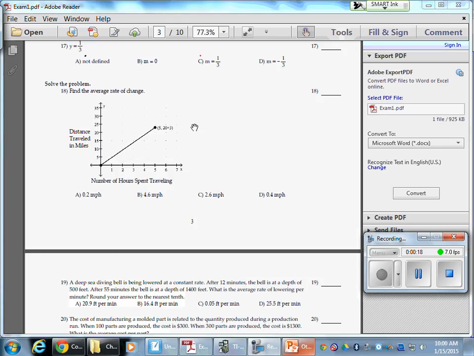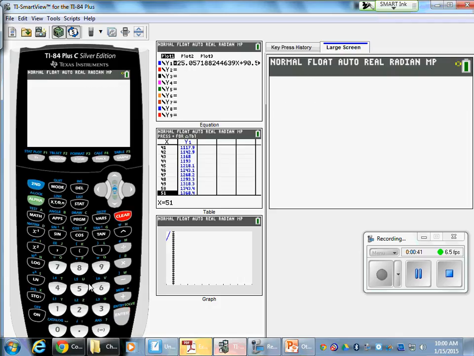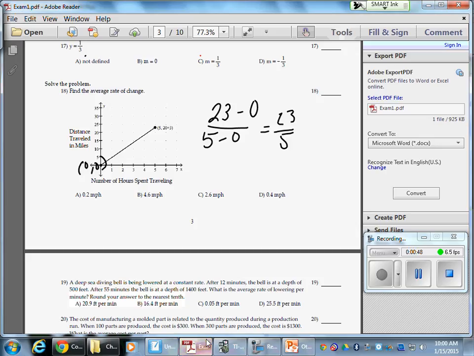I don't know why it says 20 plus 3, but it looks like 23 minus 0 would go on the top, because this point down here will be 0, 0. 23 minus 0 over my x's would be 5 minus 0, so that'd be 23 divided by 5. Let's get the calculator here, make sure I don't make a mistake. 23 divided by 5 is 4.6. So my answer would be B, around 4.6 miles per hour. B. Right, the next one.